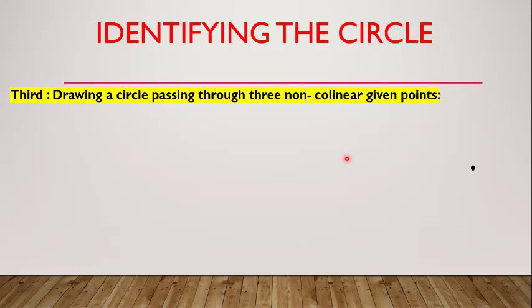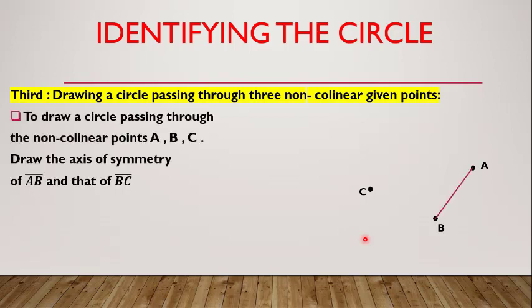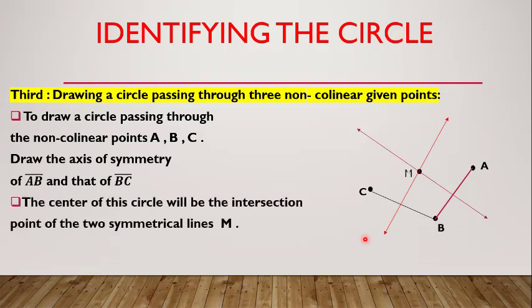Let's see here. For example, we have A, B, and C, 3 points, and I want to draw a circle passing through the 3 points A, B, and C. What should we do? We will join A with B and B with C. Now we have 2 line segments. I'll draw the axis of symmetry of AB and also the axis of symmetry of BC. The 2 axes of symmetry will intersect at a point. This point is the center of the circle. So this is point M.